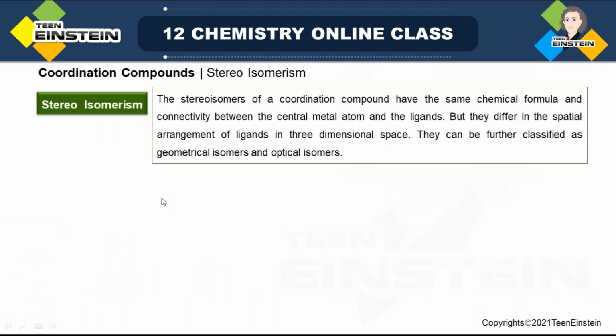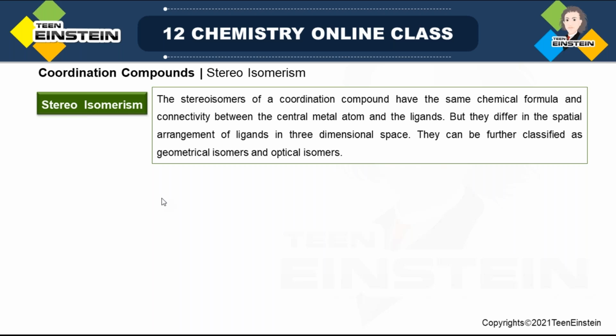Now after finishing structural isomerism, there are a total of 4 categories. 3 of them we have discussed in the last class. Today we have discussed one of them, that is the last one, which is coordination isomer. After finishing it, next is stereoisomerism.